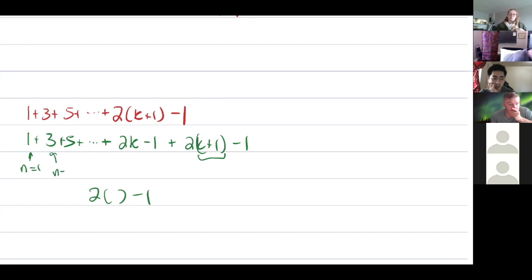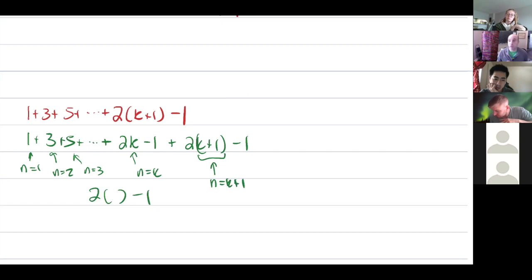When n is equal to 2, we would say 2 times 2 minus 1, that gives me the 3. And this would be for n equals 3. This is n equals k. This is n equals k plus 1. So we were just rewriting the sum of the first k plus 1 terms as the sum of the first k terms plus the k plus 1 term.